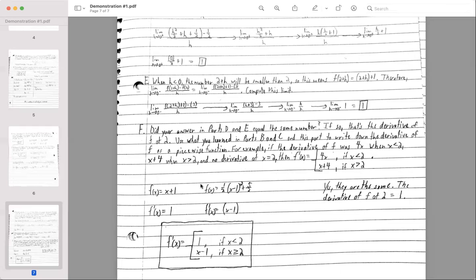So as you can see right here, we have both equations. We take the derivative of this, so the 1 disappears, and using the power rule here, you get just 1. And then for this equation, f of x equals half times (x minus 1) squared plus 5/2.